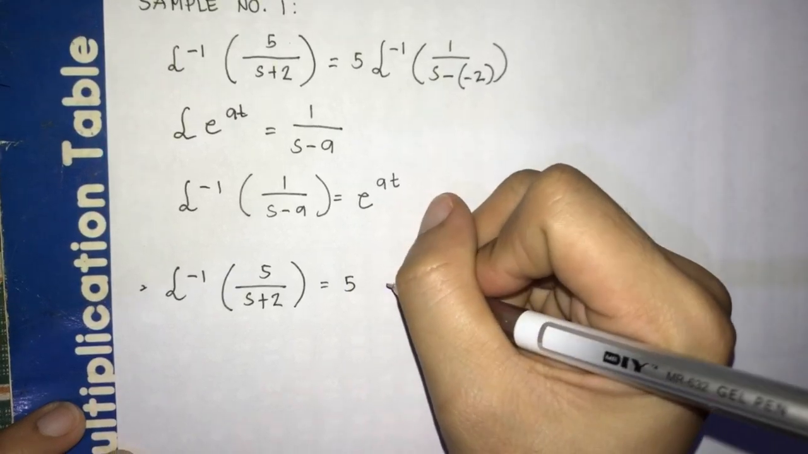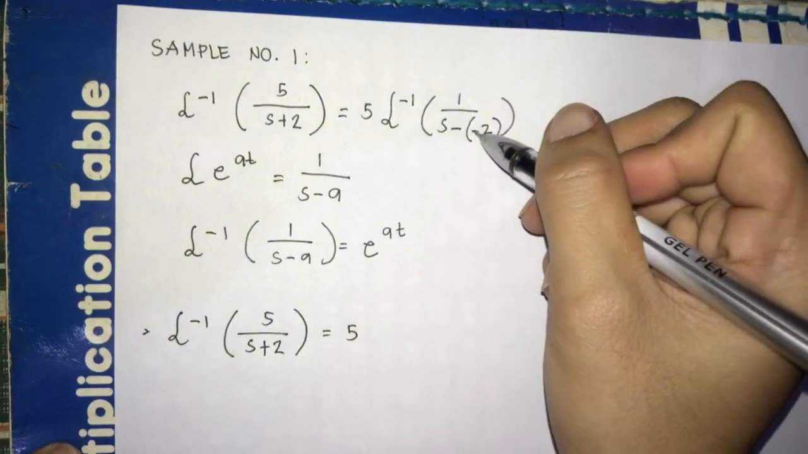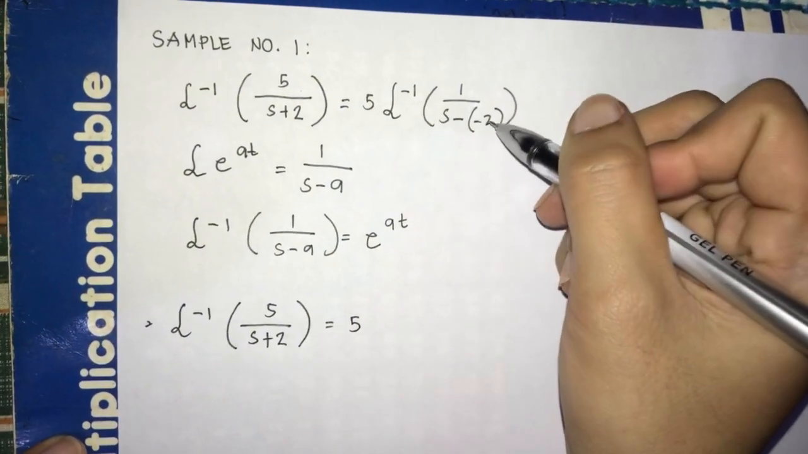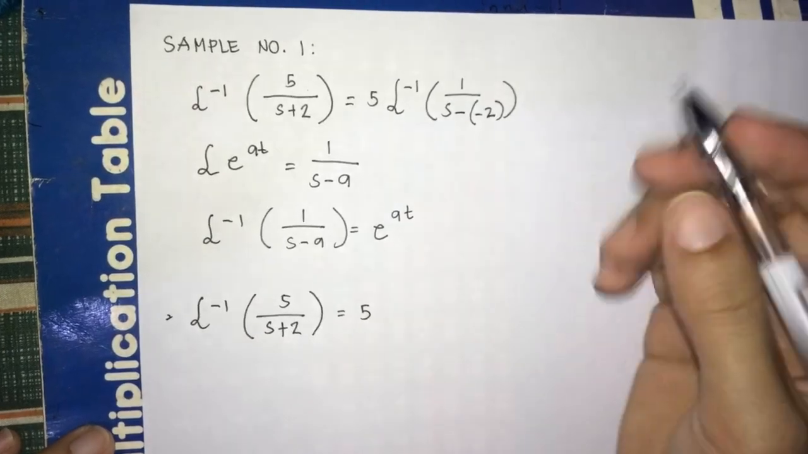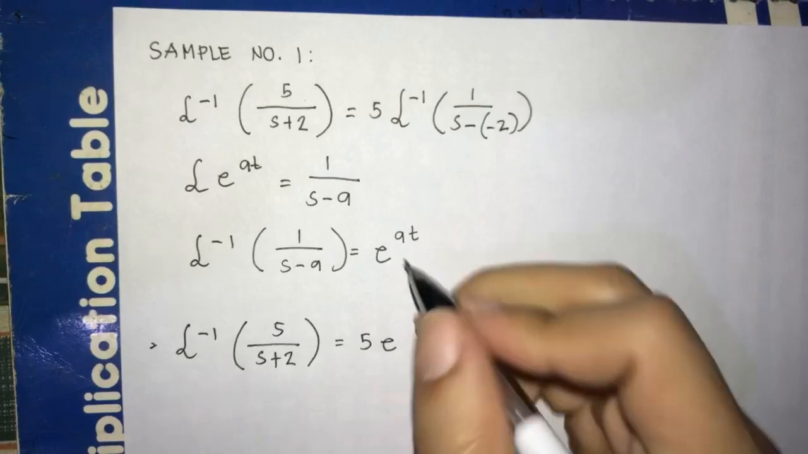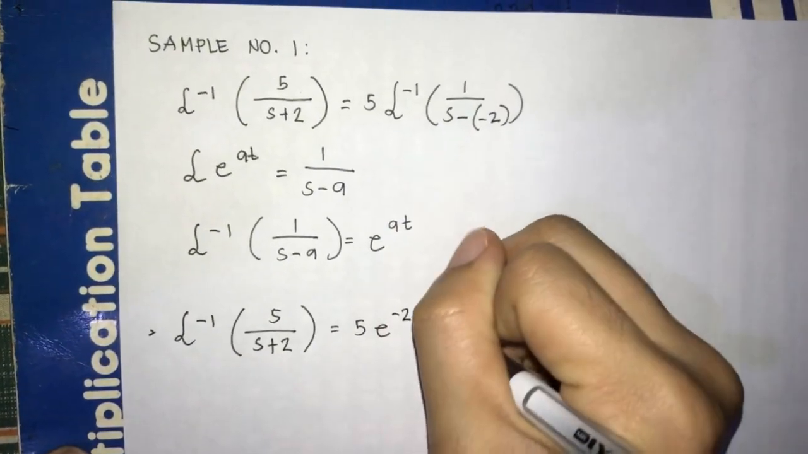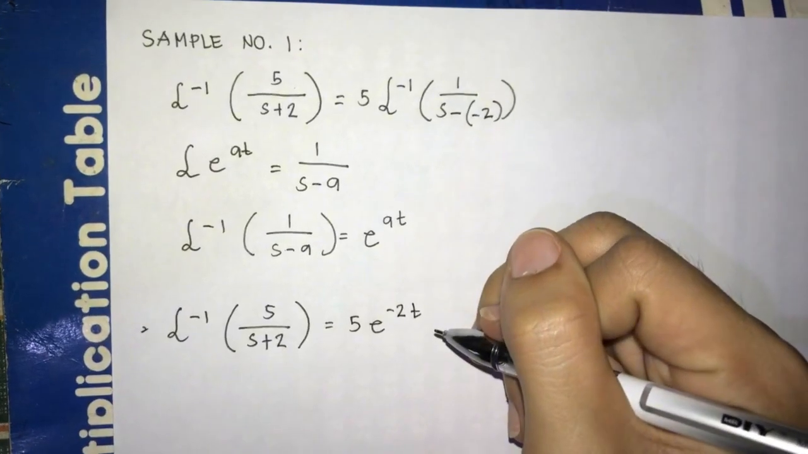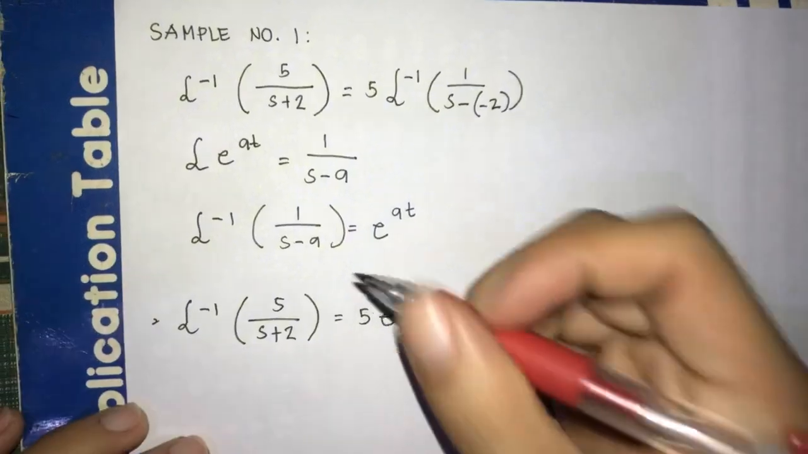So now 5 times the inverse Laplace of 1 over s minus negative 2, where negative 2 is the a. So the final answer would be 5e raised to negative 2t. So this is our final answer.